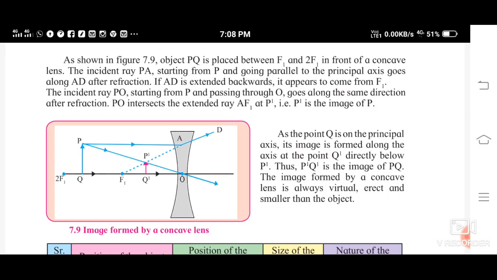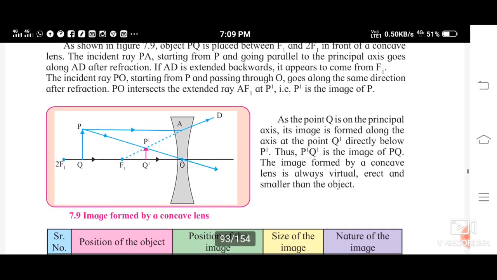So PO intersects the extended ray AF1 at P dash. That is, P dash is the image of P.